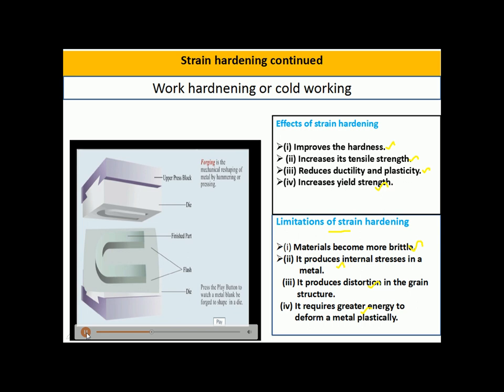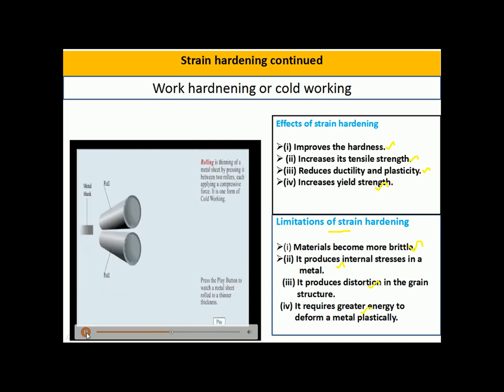Now the next example, rolling. Rolling is thinning of a metal sheet by pressing in between two rollers. Here there are two rollers, the top one and the bottom one. In between the two rollers the metal sheet is moving. So the rollers press the metal sheet and the shape changes. This is also one example for cold working.